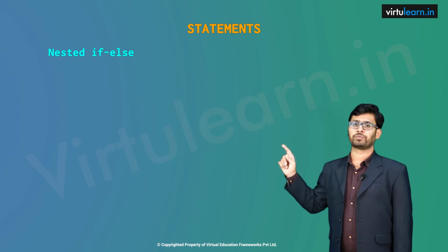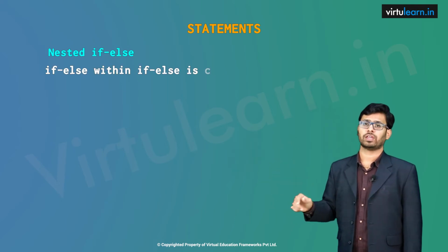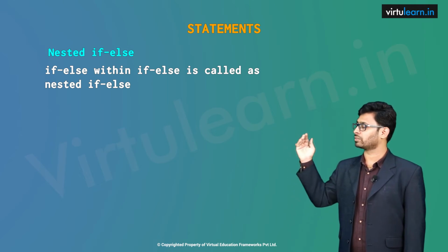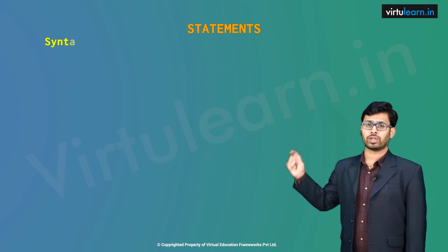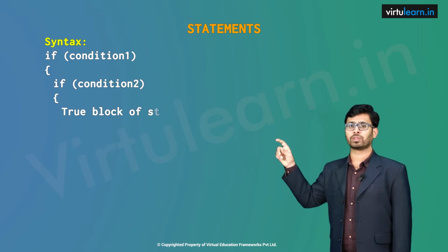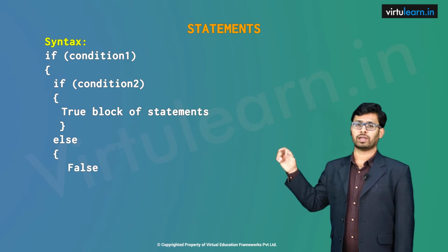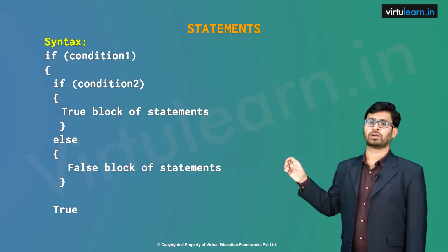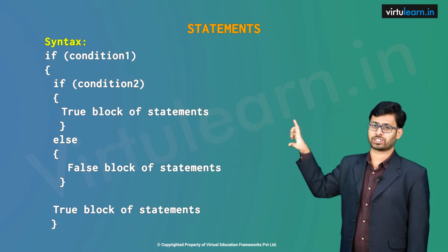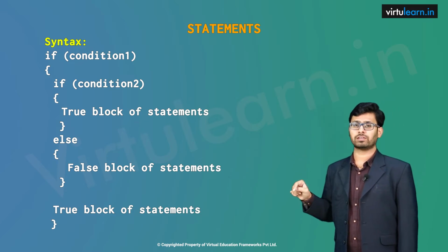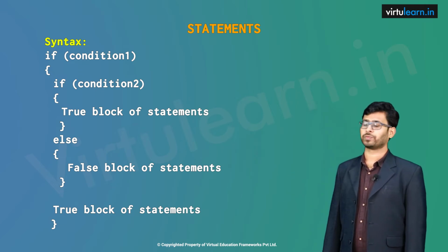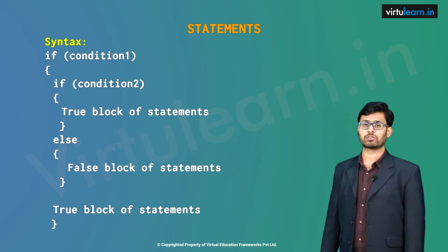Nested if else. If else within if else is called as nested if else. So depending upon the problem statement, we can use this nested if else. So if condition 1, under this I am having if condition 2, the true block of statements, else false block of statements. Next, the true block of statements, closing the first if condition part. Next else, the false block of statements. So this is how the nested if else will be implemented.